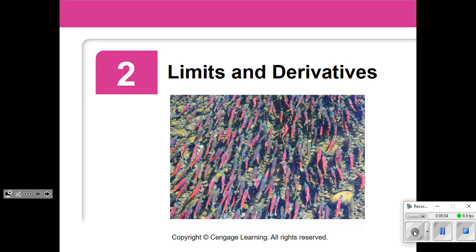Okay, Calc kids, this is section 2.7. This is probably one of the more important sections in this whole first semester of Calc, because this is where we go from the limit discussion that we've been having to derivatives, and how they're connected.